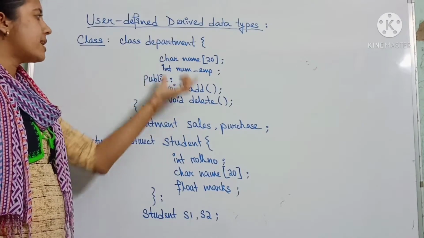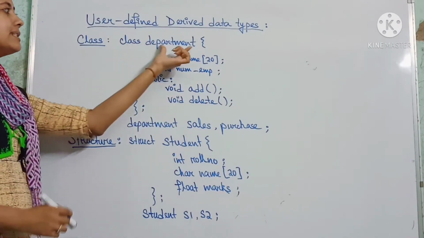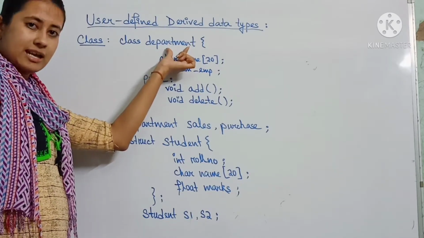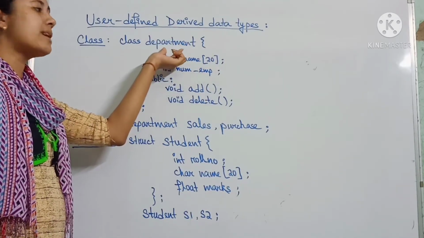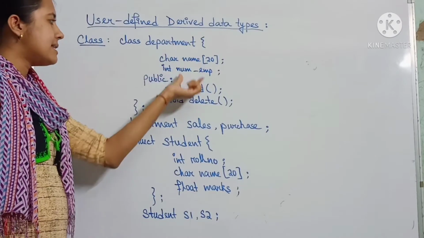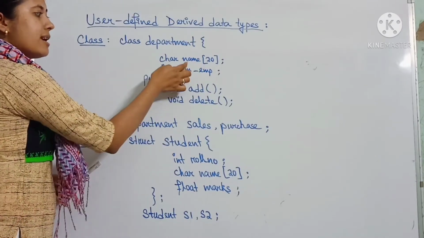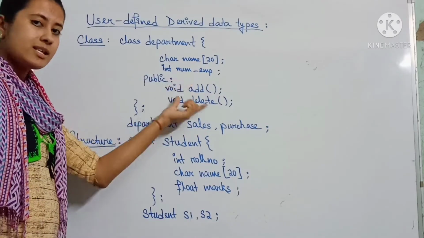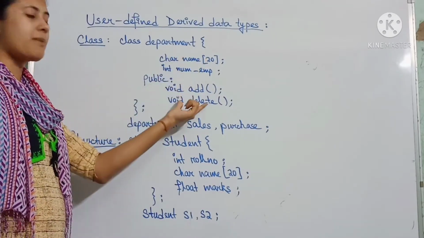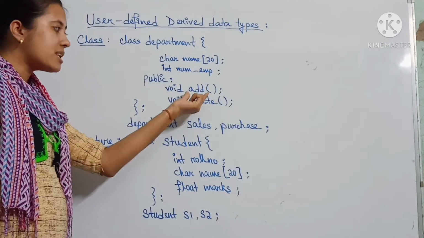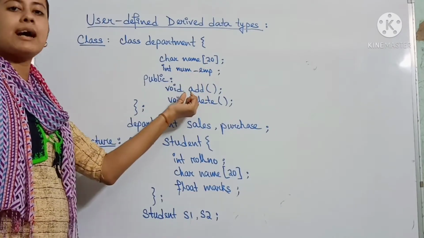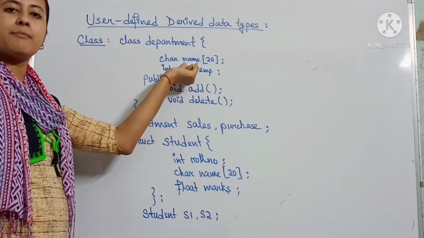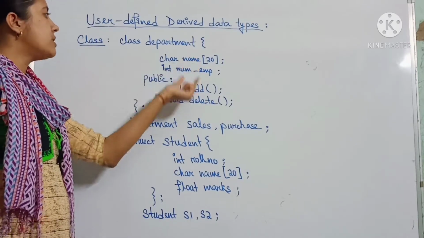So here we have defined, suppose, a class department. This is the name of the class. You can give any other name; I have taken the name department. Suppose these are our data members, and this is our member function. You already know what data members and member functions are. Member functions are used to access the data members of a class. Through member functions we access the data members. Clear?